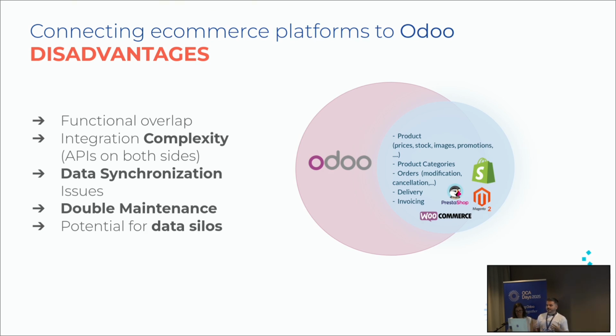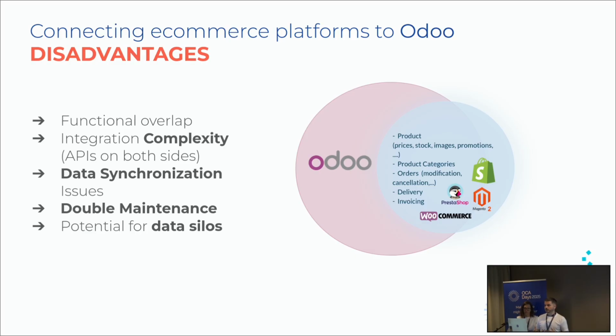We have to integrate both platforms with different APIs, and it's not really made for this. WooCommerce has a specific data model. It's the same thing on Odoo, so we have to find a way to connect both easily, and it's a little bit complex.